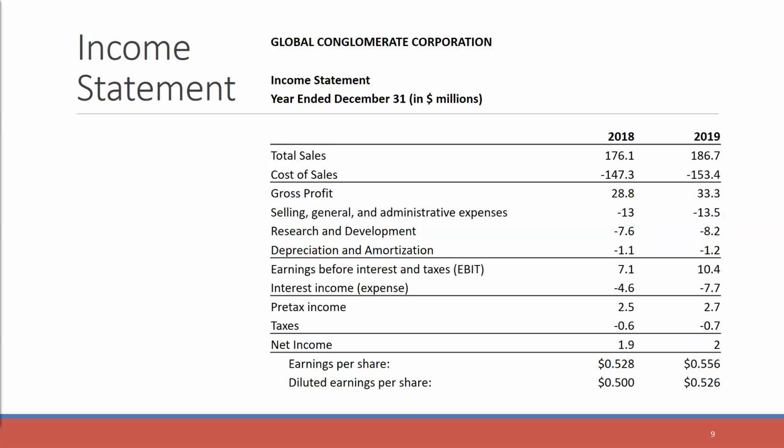What do you notice? Hopefully, first thing you notice is that in 2018, they had $176.1 million worth of sales. And in 2019, that number increased to 186.7. You'll notice that the cost of sales have also increased. So the first thing that we see are the total sales and the cost of sales, or sometimes referred to as the cost of goods sold. You'll also notice the gross profit. The gross profit is our sales minus our cost of goods sold.